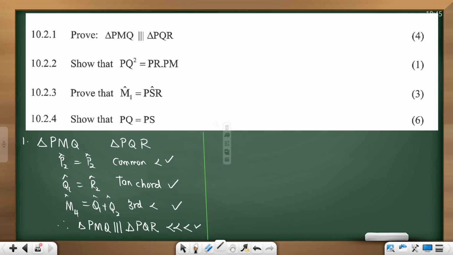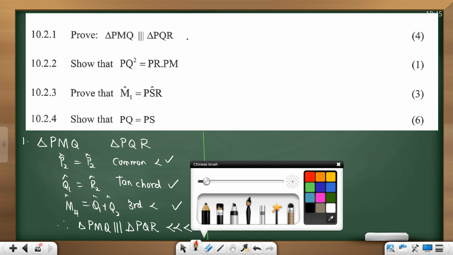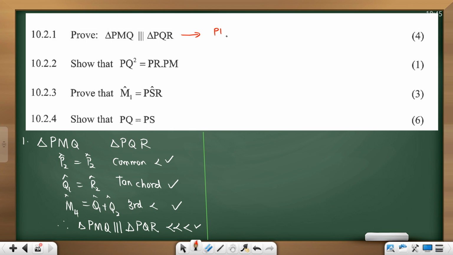Once you are done with that, don't worry about the next question. Write your ratios before you go to the next question. What is my ratio here? Let's come here and write the ratios. What would it be? PM over PQ, first two, last two. MQ, last two again, QR, first and last, PQ over PR. Just leave it there.